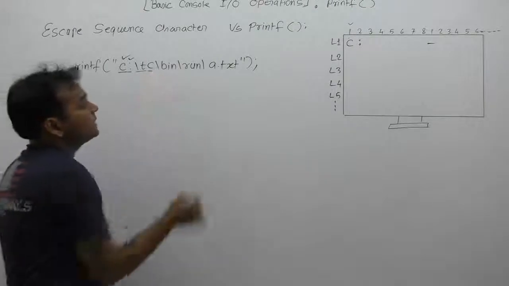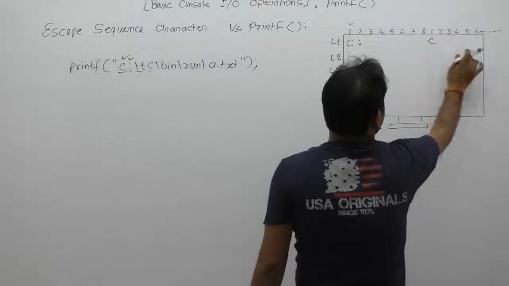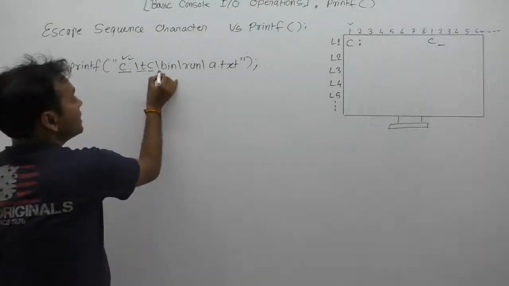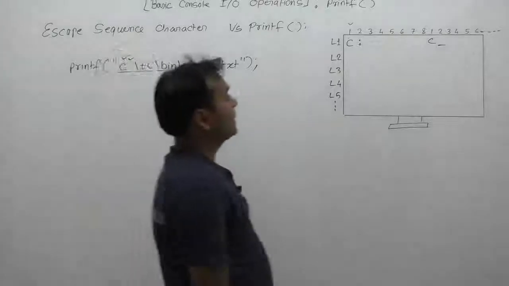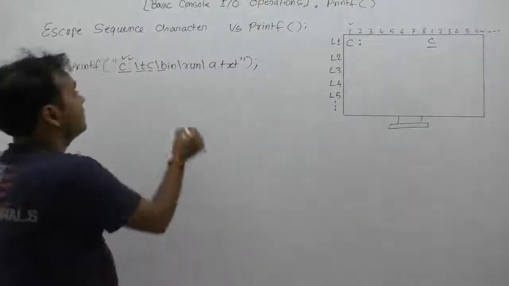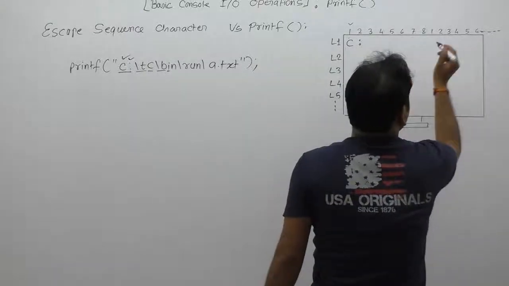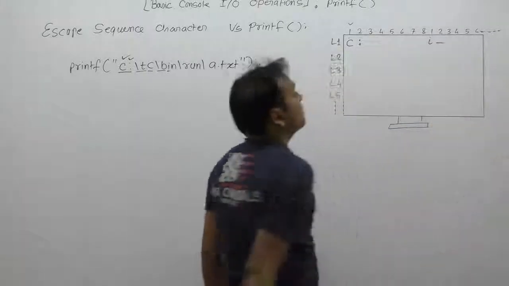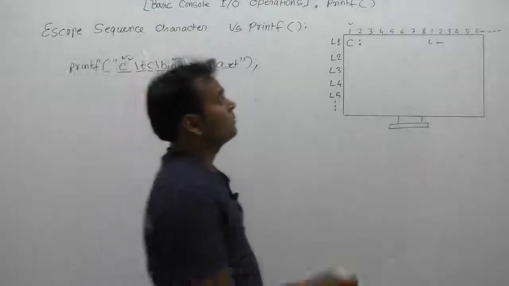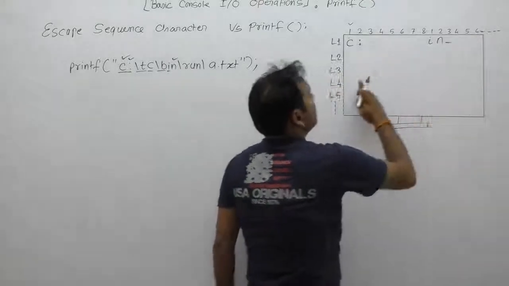Next, C. C is an ordinary character, therefore C is displayed directly in that position. Then the cursor will be available on the next position. Next, again slash b. According to slash b, the cursor will be moved to the previous position. Next, I. I will be printed in place of C. Again, the cursor will be moved to the next position. Next, N. N is also printable. Therefore N is printed here and the next position becomes third.